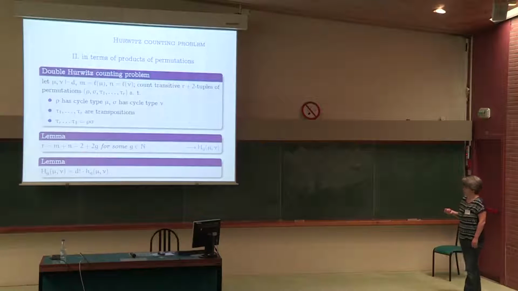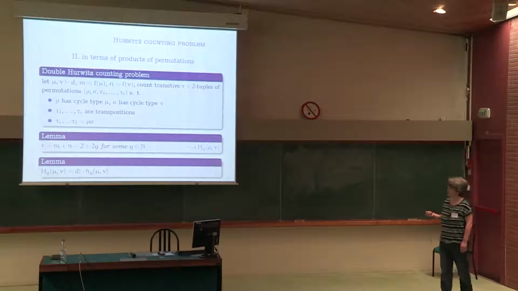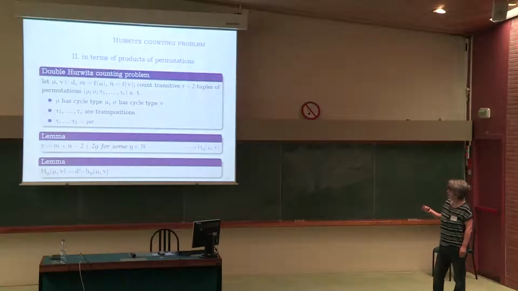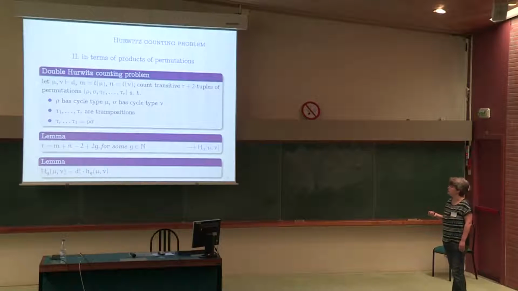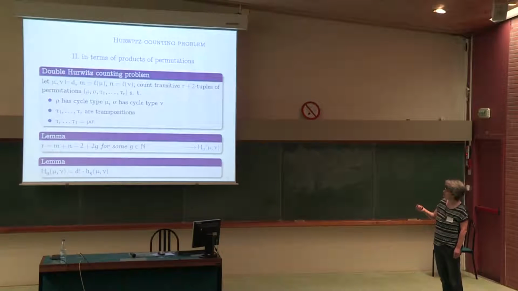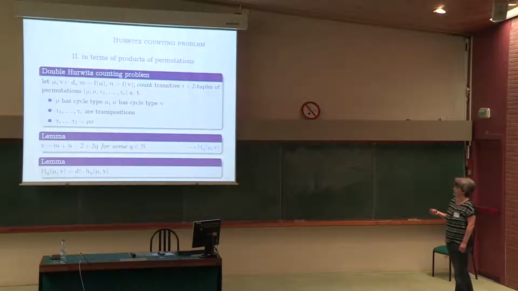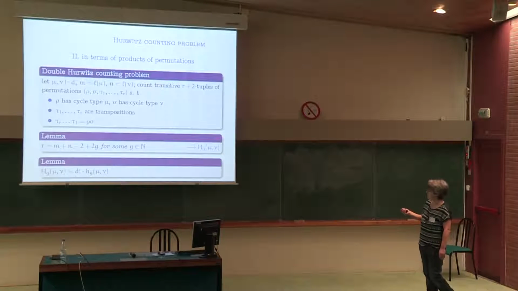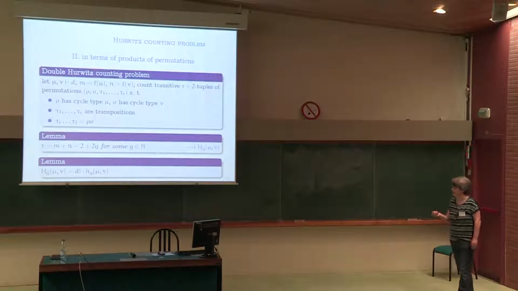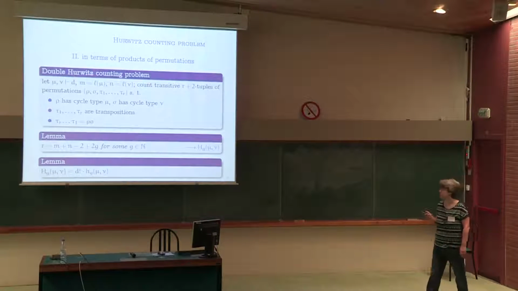So again, we have a condition on r, due to the transitivity. r is at least equal to m plus n minus 2, where m and n are the lengths of the two partitions, times same parity, so we have a genus, and now we have exactly the same thing.